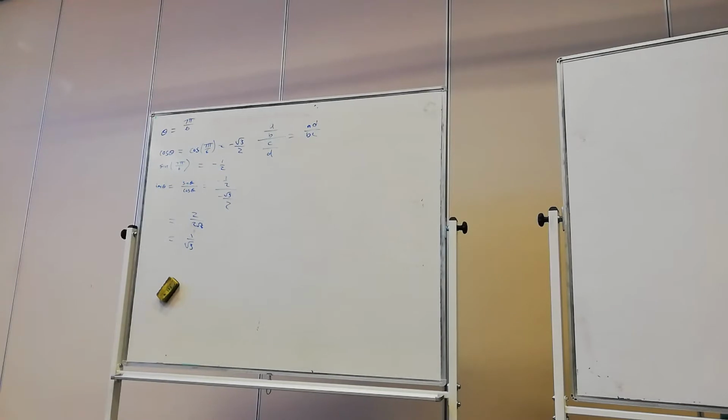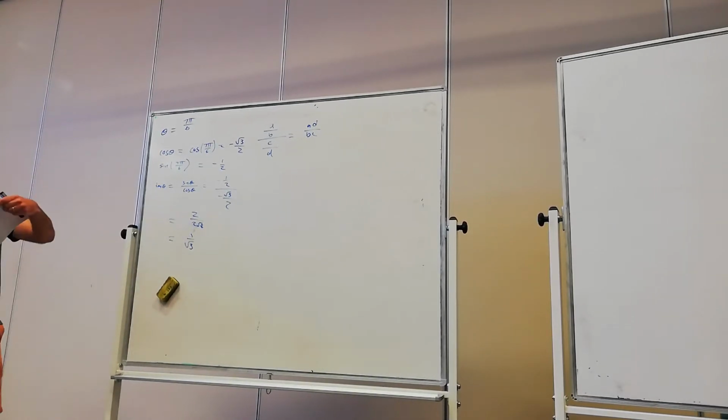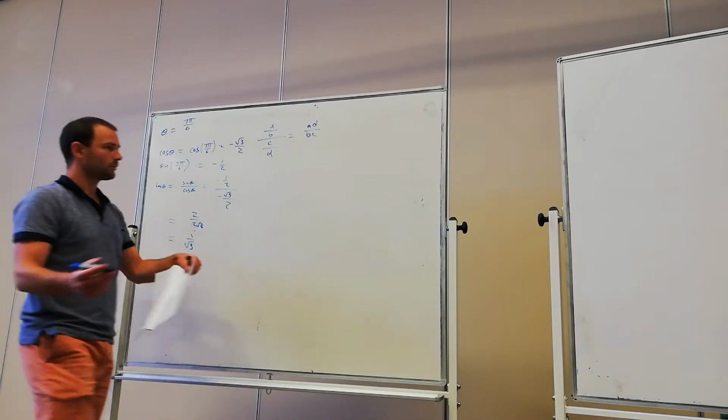So, find the value of theta given 0 is less than theta is less than 2 pi. Okay, so that means we're talking about one revolution of the unit circle. We're only going around once. Cos theta is root 3 on 2.